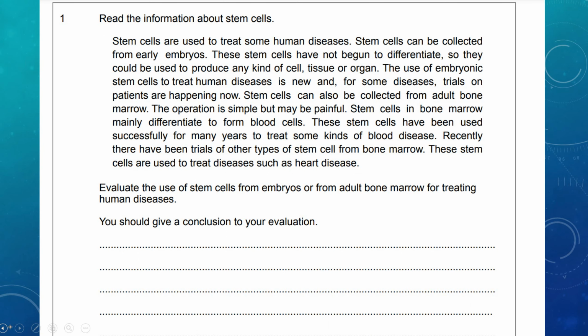Next question. This is a QWC question, so this is an opportunity for extended writing, and it's about stem cells. I'm going to give you some time to read through the information in the text above there. And then this is an evaluative question. In evaluate, remember we need some pros, some advantages, and we need some cons. And ideally, we want a good balance of these pros and cons. But to sum up our evaluation, as you do in English, you would give a conclusion, what your viewpoints are. Do you agree with using stem cells from embryos or from adult bone marrow?